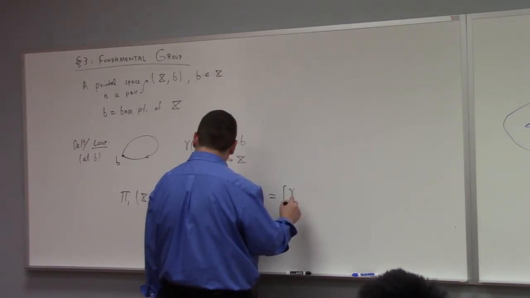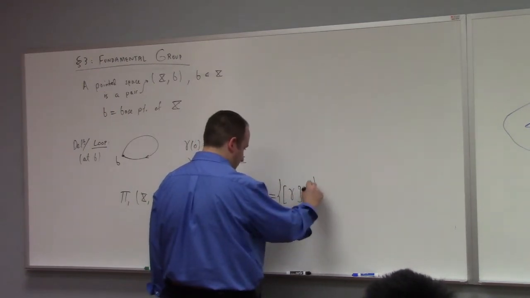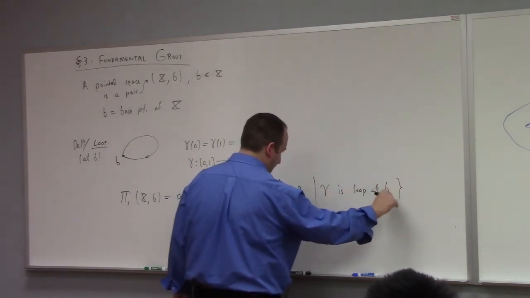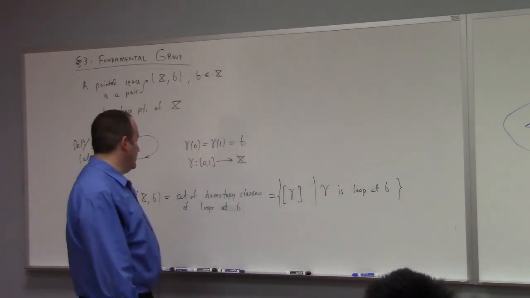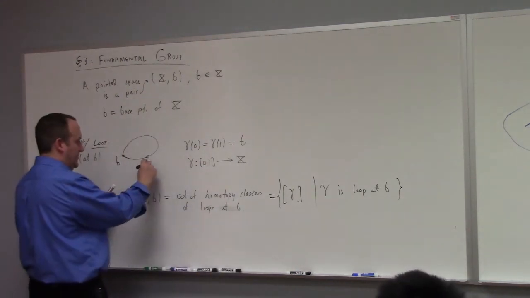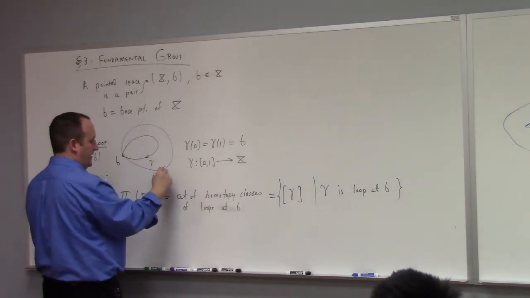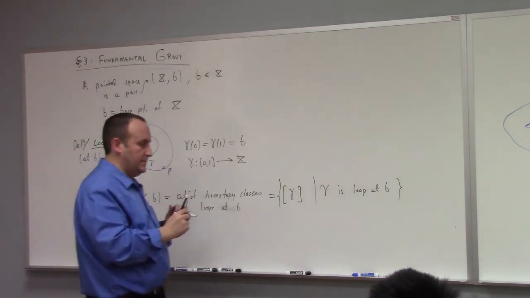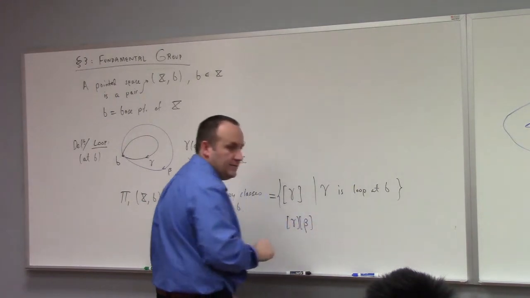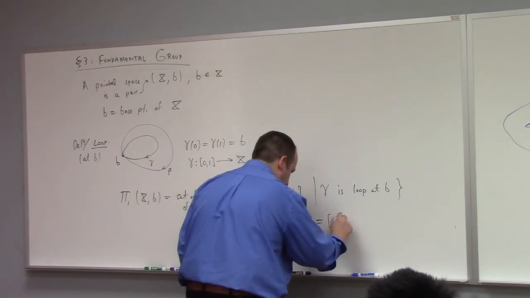Gamma. Well, it's such that gamma is a loop at B. So if we took two loops, this one's gamma, right? So take another loop, beta, let's say. Then if I was to take the product of gamma and beta, he's saying that this is unambiguously defined as gamma beta.